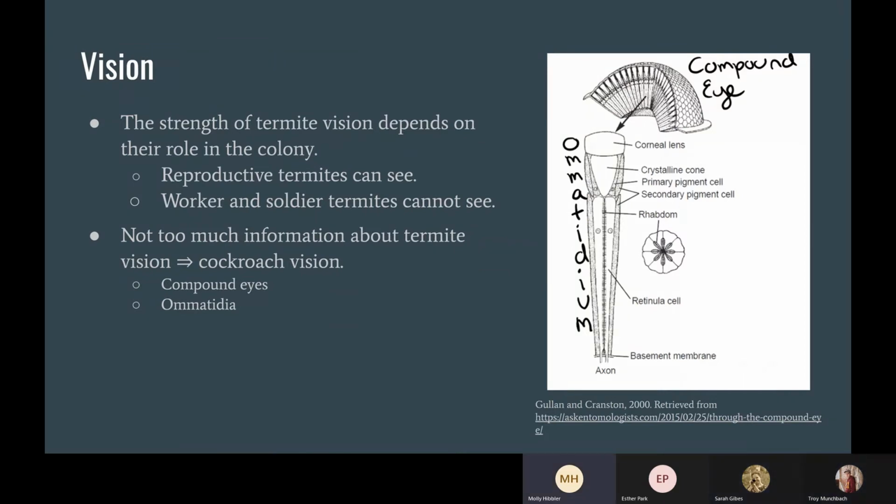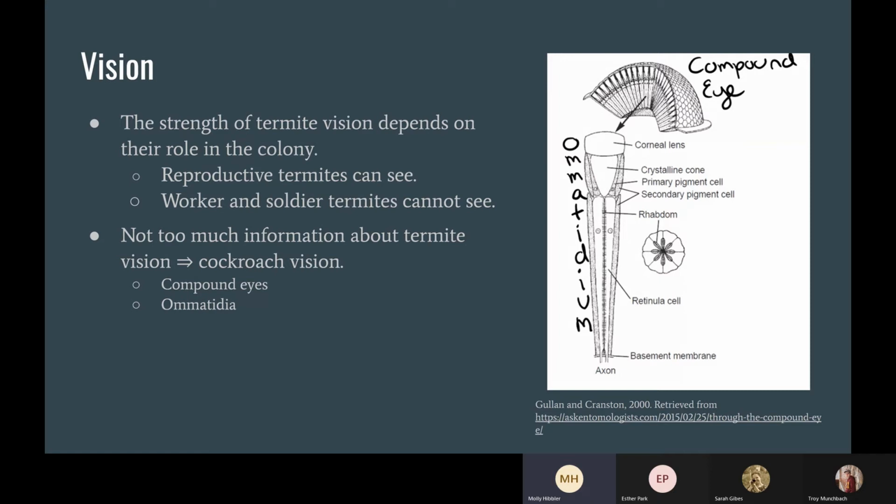The strength of termite vision depends on the role they have in their colony. Reproductive termites can see. This includes the king and queen as well as swarmer termites. Reproductive termites are tasked with reproducing and even leaving the colony to start a new one. Worker and soldier termites are not able to see. These termites can call on their other senses to do their roles for the colony.